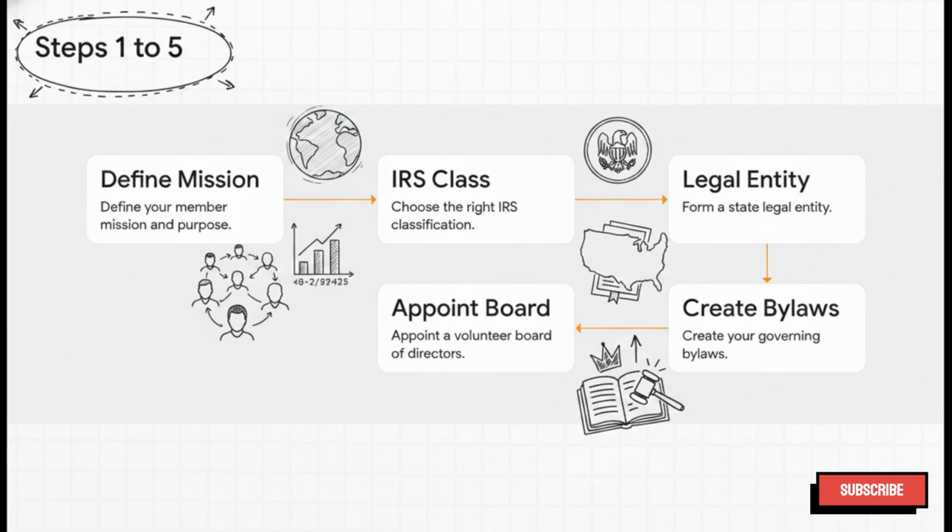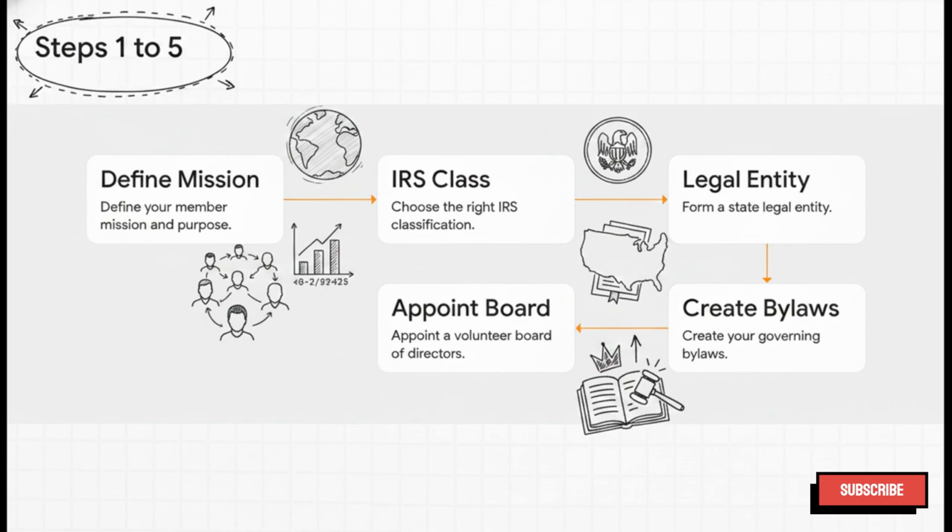Step 2 is choosing your IRS classification. Remember how we said NFPOs aren't those famous public charities? Because of that, they fall under totally different tax codes, like maybe a business league or a social club. Step 3 is filing the actual paperwork with your state to form the legal entity, which is usually a nonprofit corporation. Then, Step 4, creating your bylaws. This is basically your organization's internal rulebook for things like how you're going to vote and hold meetings. And Step 5 is appointing a volunteer board of directors.